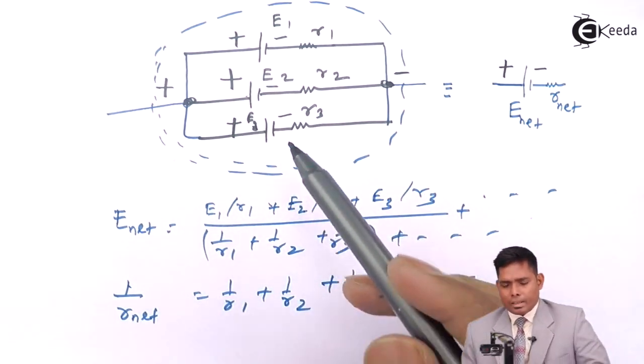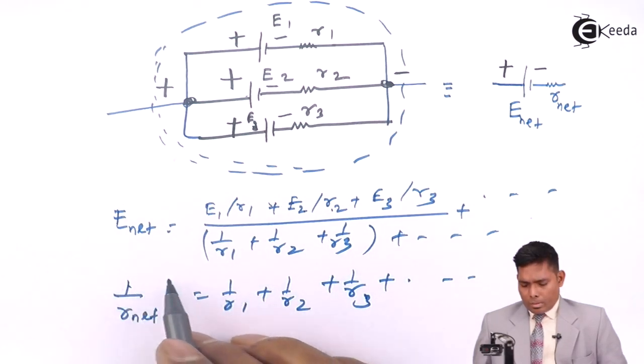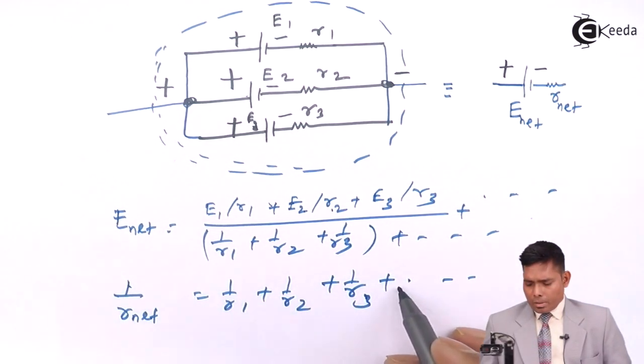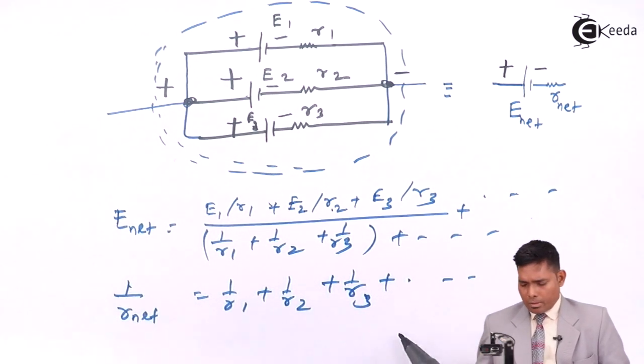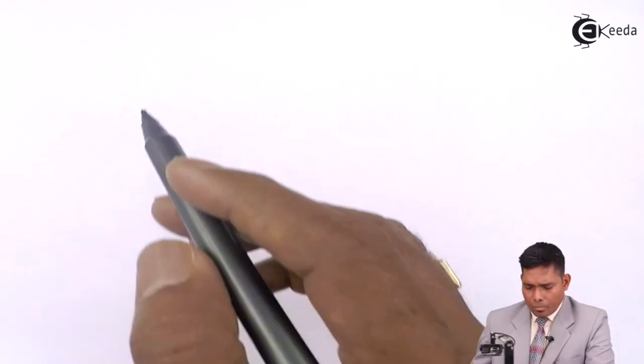The resistances are always added, but these three resistances are in parallel, and you know the parallel formula. In the case of parallel combination of resistors, their reciprocals are added, and that is equal to 1 upon R equivalent. This is the equivalent. I will just take one example to help you understand.